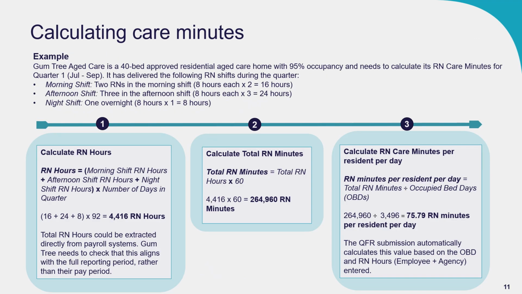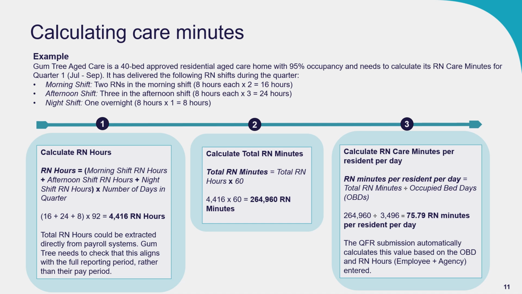The following is a walkthrough of the care minutes calculation. In this example, Gumtree Aged Care has a 95% occupancy for its 40-bed approved residential aged care home. In step 1, we calculate the total RN hours, which are equal to the total morning, afternoon, and night shift hours, multiplied by the total days in the quarter. In our example, 48 daily RN hours multiplied by 92 days in the quarter equals 4,416 total RN hours.